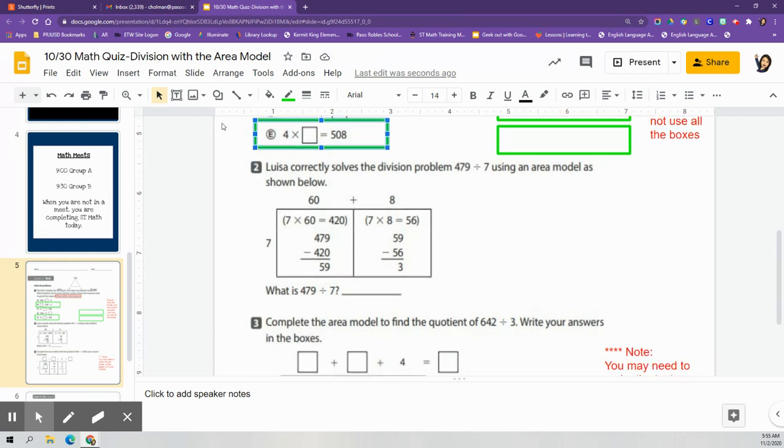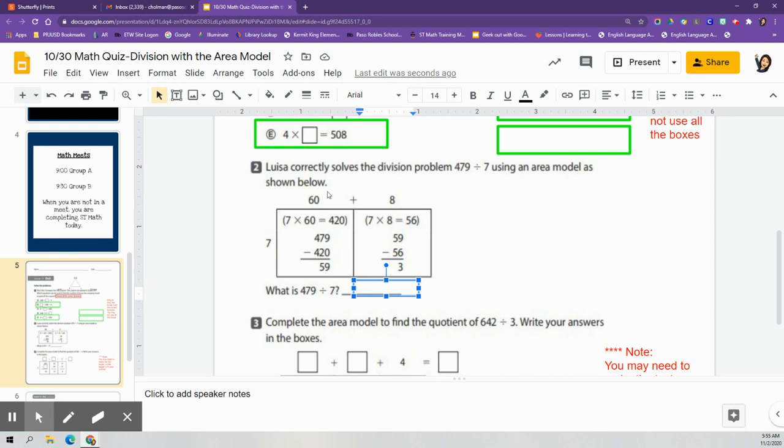For number 2, it says, what is 479 divided by 7? It says, Louisa correctly solves the division problem 479 divided by 7 using an area model as shown below. So this is correct. What is the answer?